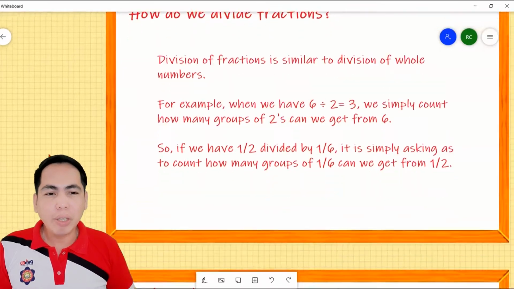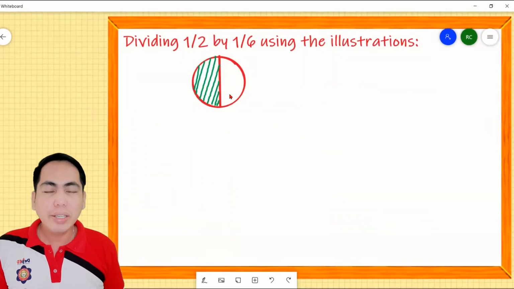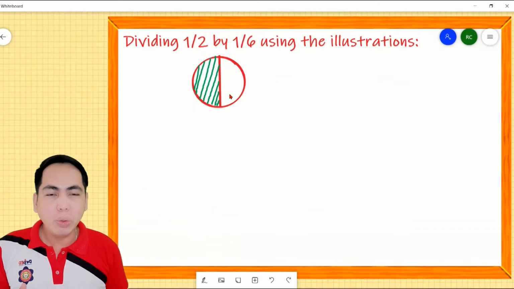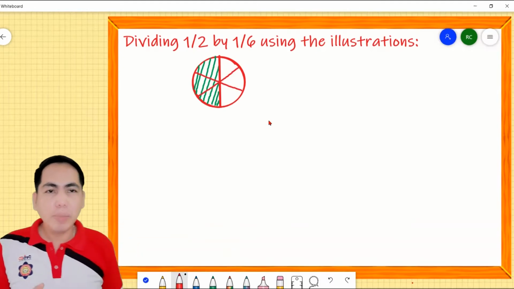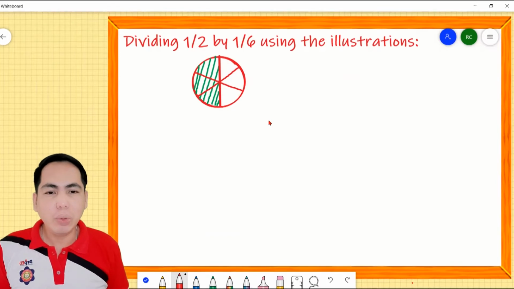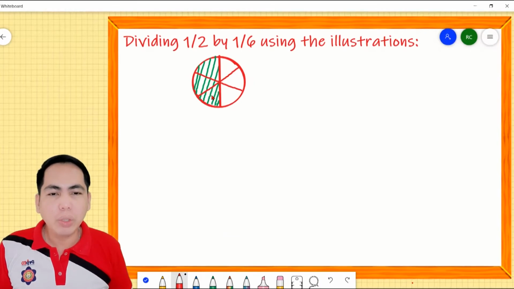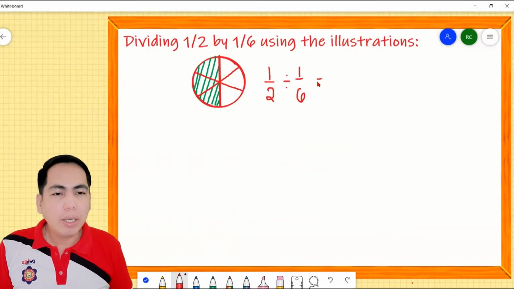So let us do this using our illustrations. Let us say our 1 whole is divided into 2 equal parts and 1 part is shaded. So the shaded part is 1/2. We are going to cut this 1/2 further into 1/6, and how many 1/6 can we get? Assuming that we cut the figure equally into 6 equal parts, how many 1/6 do we get from this 1/2? We get 1, 2, 3. So in other words, 1/2 divided by 1/6 will give us 3.